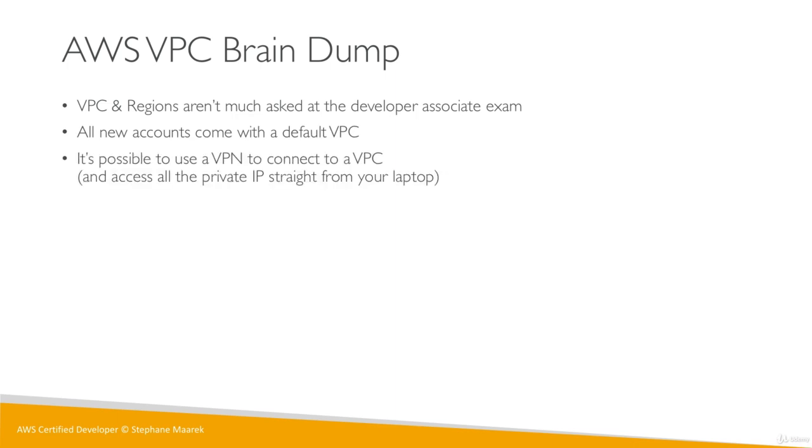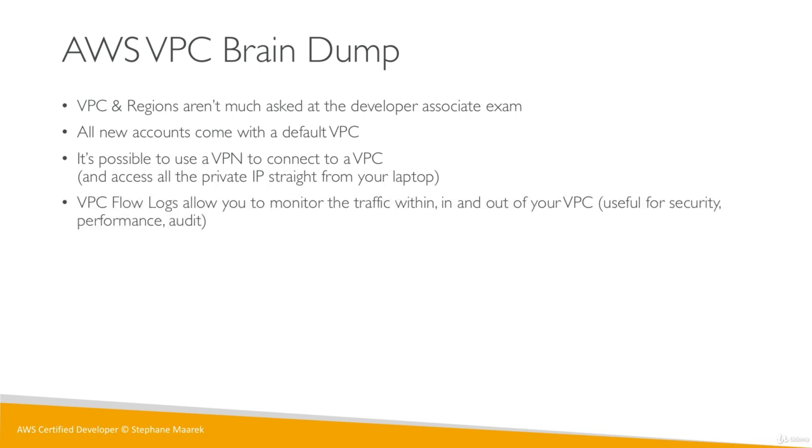All new accounts come with the default VPC, and it's possible to use a VPN connection to connect to your VPC, and basically that gives you access to all the private IPs straight from your laptop. There's something called VPC flow logs, which allow you to monitor the traffic in and out of your VPC, which can be quite useful for security, performance, and audit. And the VPCs are at the level of the account per region. So if you have 5 regions, you need to have 5 different VPCs. And if you have 5 accounts, again, all the VPCs are going to be different.